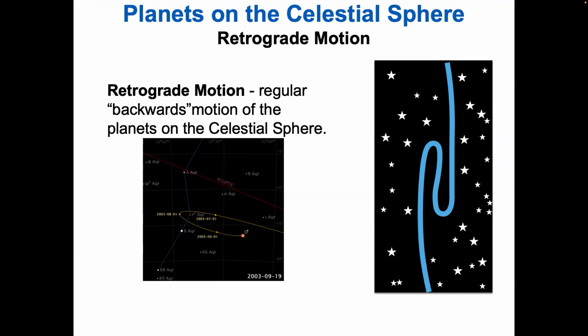If you watch a planet for a very long time, you're going to notice something, which is that planets don't always just march forward. If you watch a planet, sometimes, as you can see in this GIF, it will go forward, it will loop backward, and then continue going forward again. This is called retrograde motion.